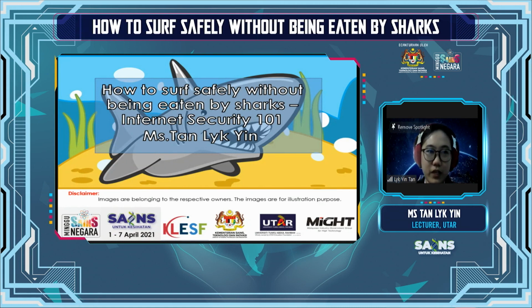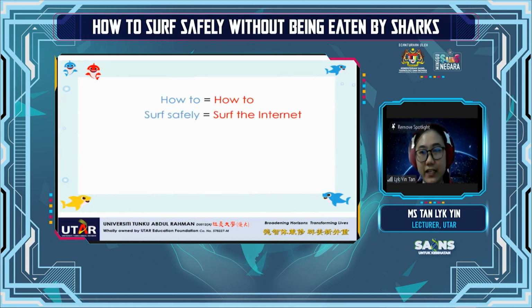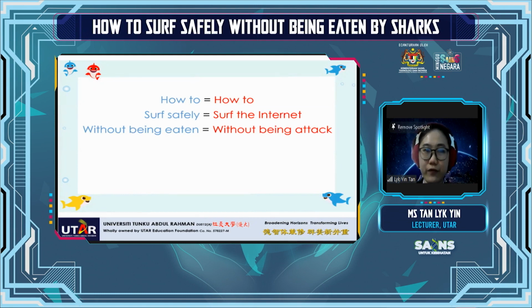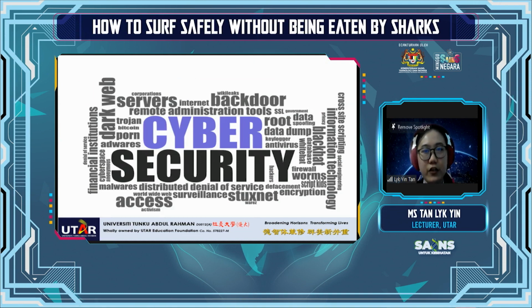Basically, today we will cover how to surf safely without being eaten by sharks, Internet Security 101. You might be confused about how these titles are related. Basically, "how to" is very direct. "Surf safely" means surfing the internet safely. "Without being eaten" refers to without being attacked by sharks, that is, by bad people. Internet security is pretty straightforward, and 101 stands for introductory. So today's topic, we will talk about how to surf the internet without being attacked by bad people. Internet security has another name, which is cyber security. They refer to the same thing.